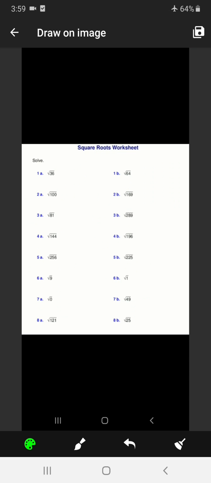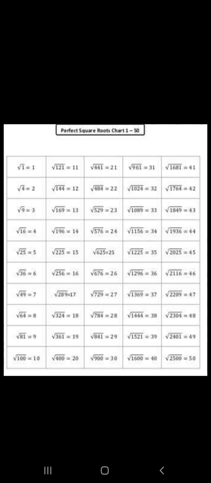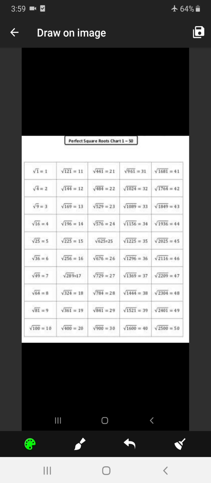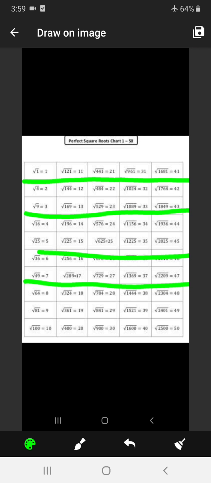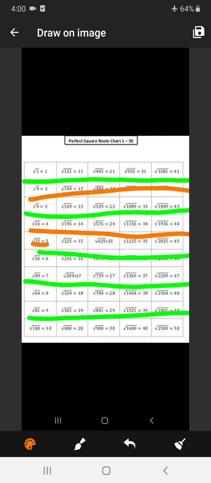Dear students, you must note that I have only shared with you the principal square root, that is the positive square root. Now, the properties of square roots can be easily understood through this chart. So let's take them one by one. The first property, the square roots of odd numbers are odd. Can you see them? And the square root of even numbers are even.